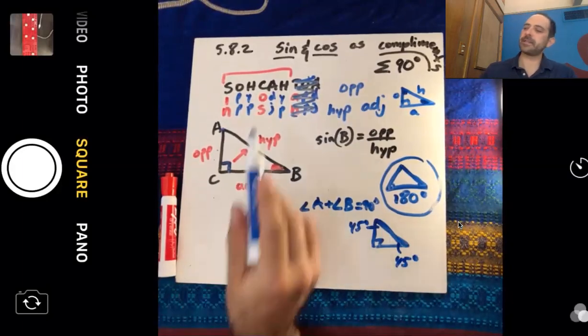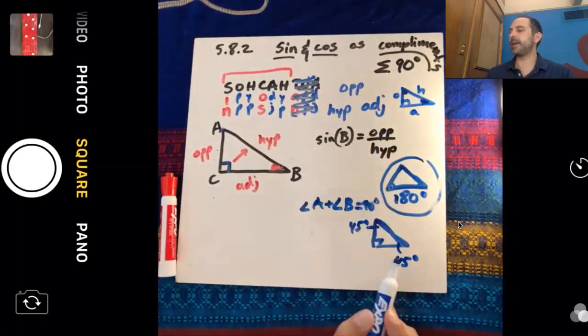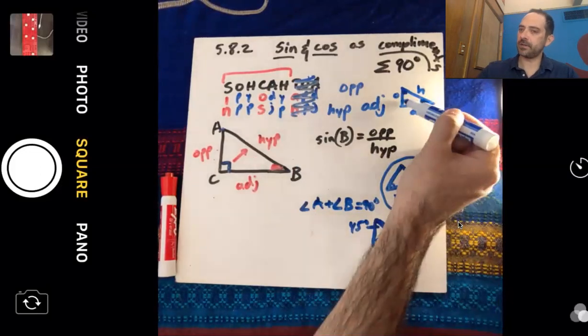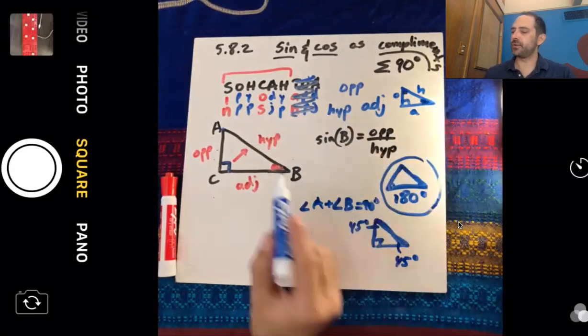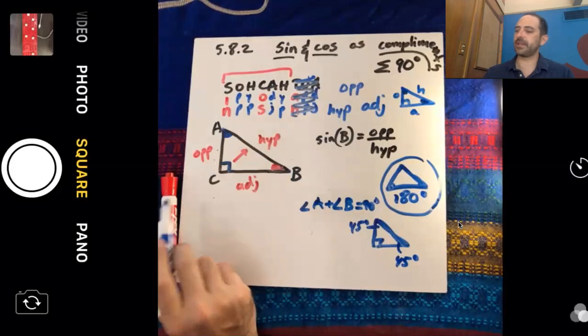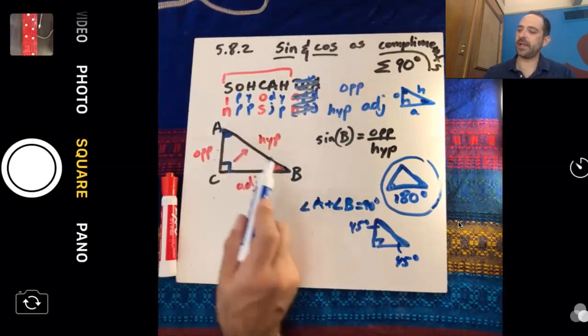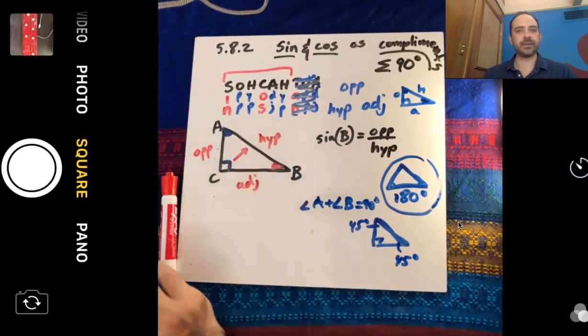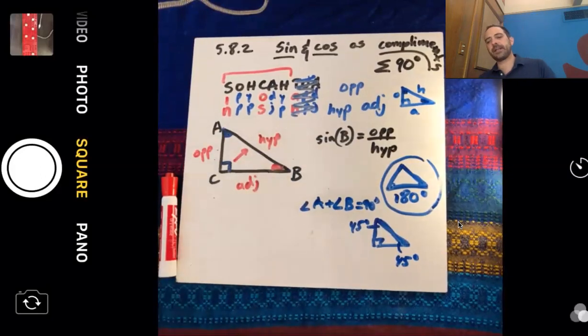So this idea about sine and cosine being complements has to do with the triangle. All the angles add up to 180. Since we're dealing with right triangles, the other two are called the acute angles. Acute, remember, is less than 90. So the other two angles are the acute angles, and they have to add up to 90 degrees. It's kind of like a little trick that's going to help us.